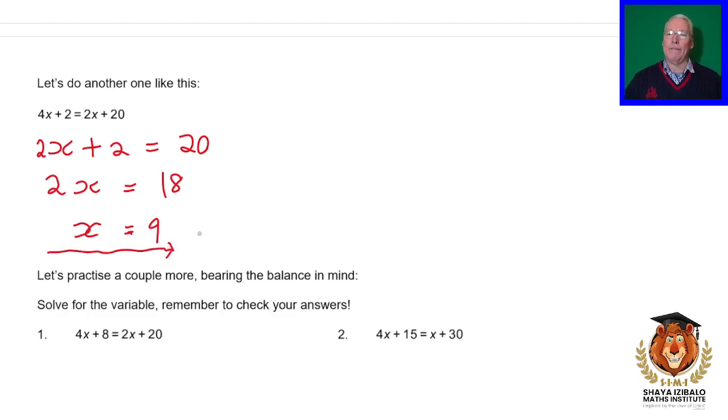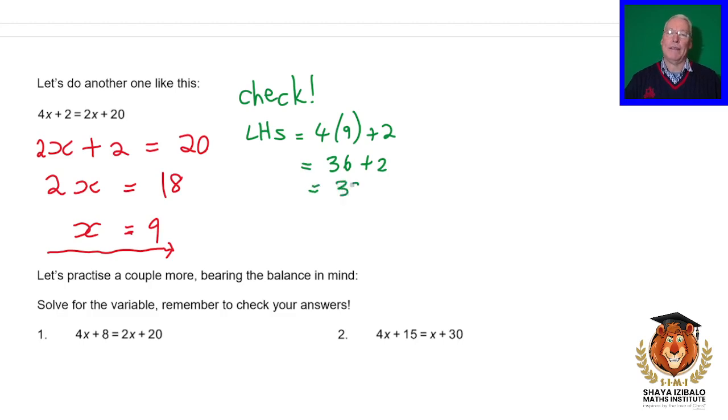Okay, let's check that that actually is right. Okay, the left-hand side will be 4 times 9 plus 2. It's actually going to be 36 plus 2. It's actually going to be 38.